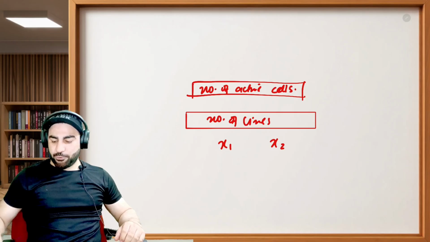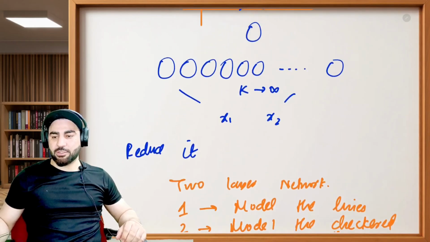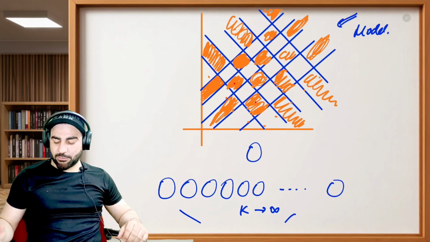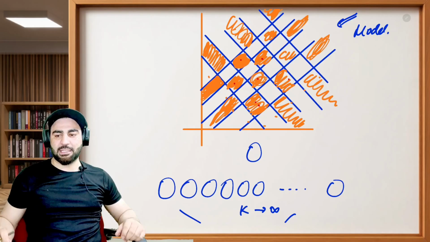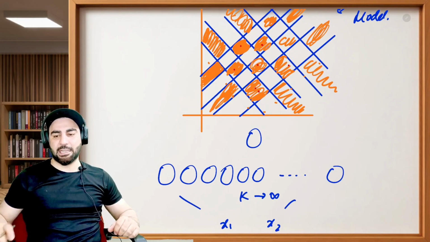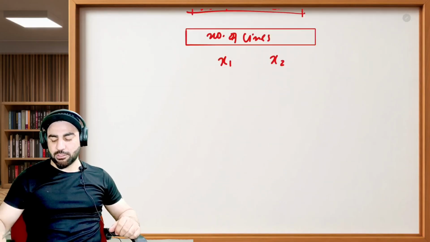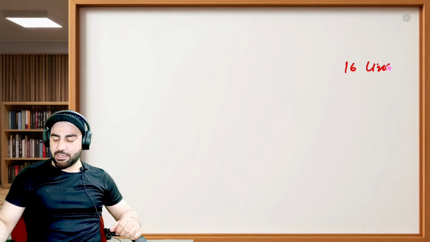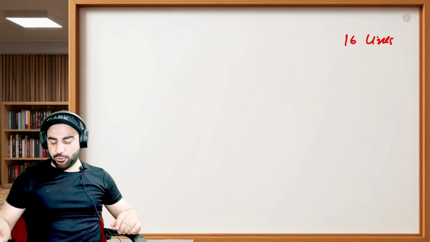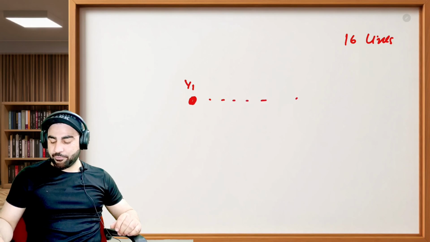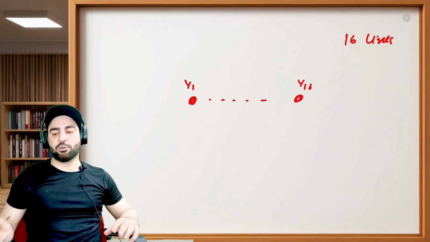If you see how many regions you have with, say, these many lines, you have all these regions. If you have 8 lines on this side and 8 lines on the other side, that is 16 lines, so you'll have to use 16 neurons. That means 8 horizontal lines and 8 vertical lines, so you'll use 16 neurons. From y1 to y16, you use these many neurons in order to map these lines.